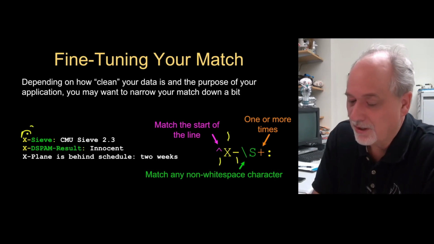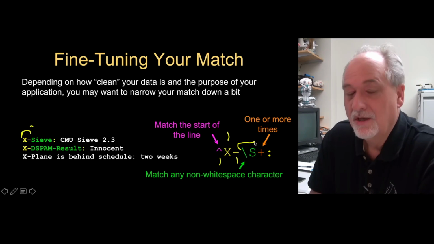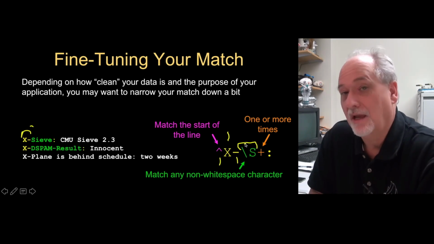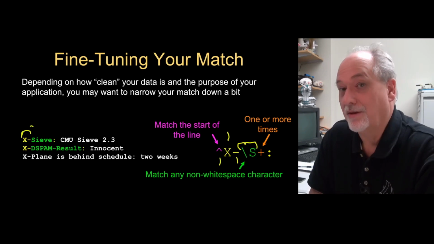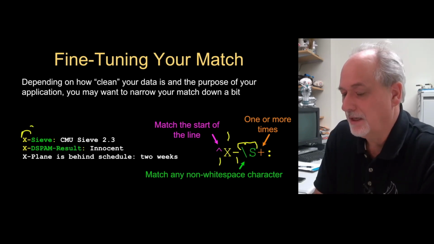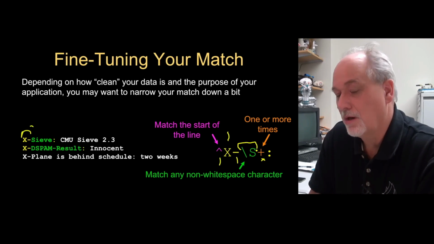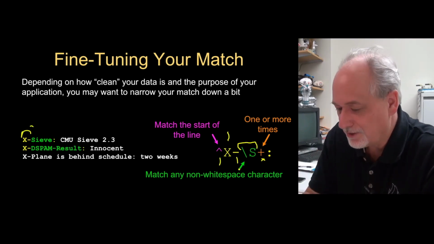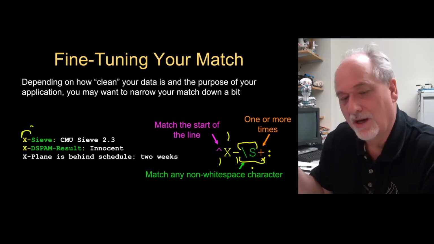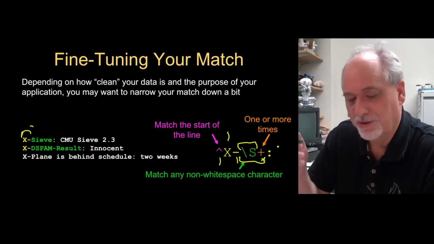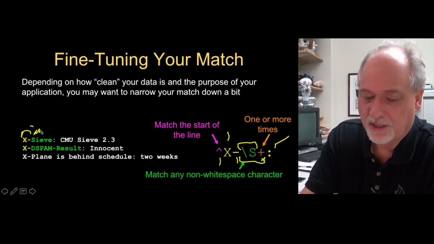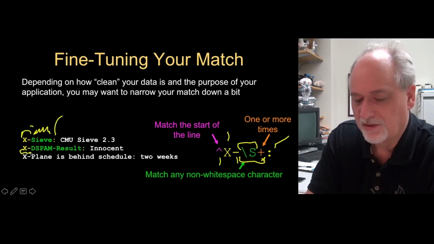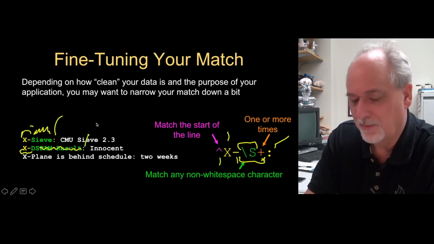Now we have another special character. Again, refer to your cheat sheet. Backslash capital S means a non-white space character, right? Any character other than white space. And then plus means one or more times, one or more non-white space characters. That's what this whole thing says. One or more non-white space characters, followed by a colon, which is just a character. So now we have X dash followed by one or more non-white space characters followed by a colon.